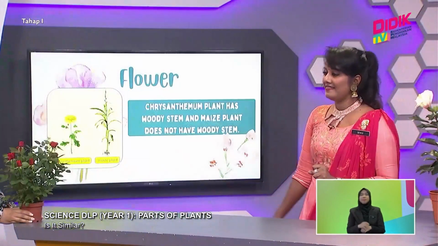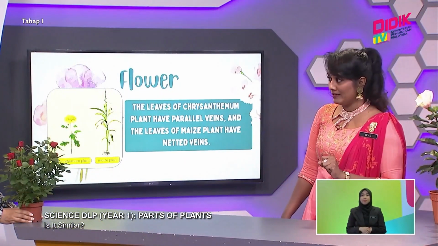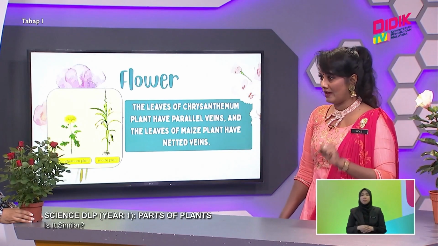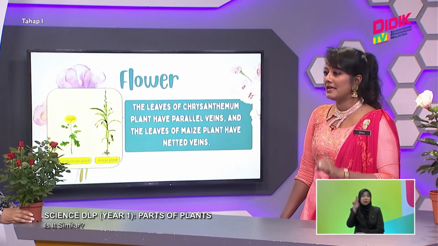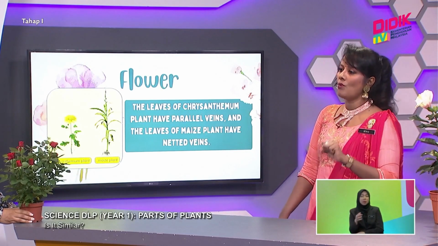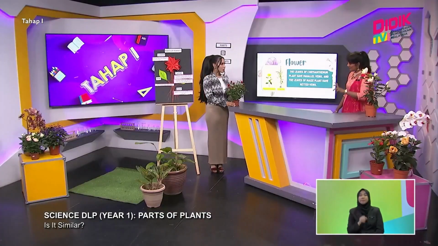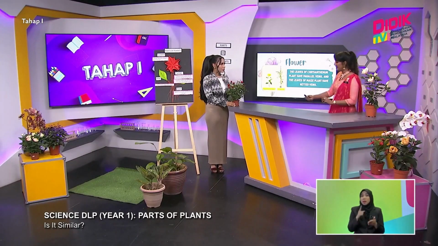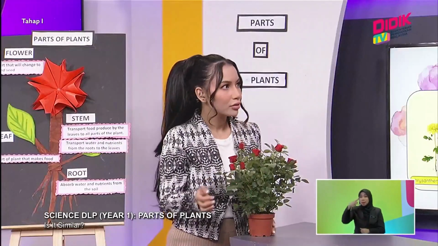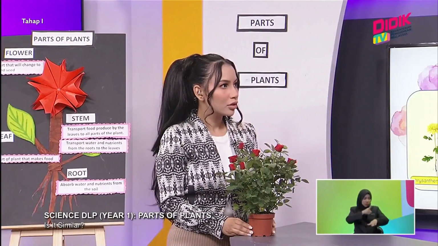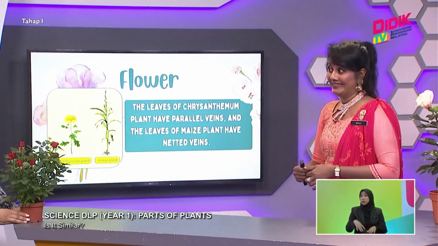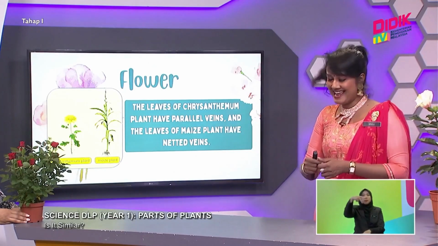And then, if you look at the leaves, the leaves of the chrysanthemum plant have parallel veins, and the leaves of the maize plant have netted veins. What are parallel veins and netted veins? This is the netted veins. Parallel means something like long. You can see it in grass. Grass is a little long, right? That we call parallel veins.